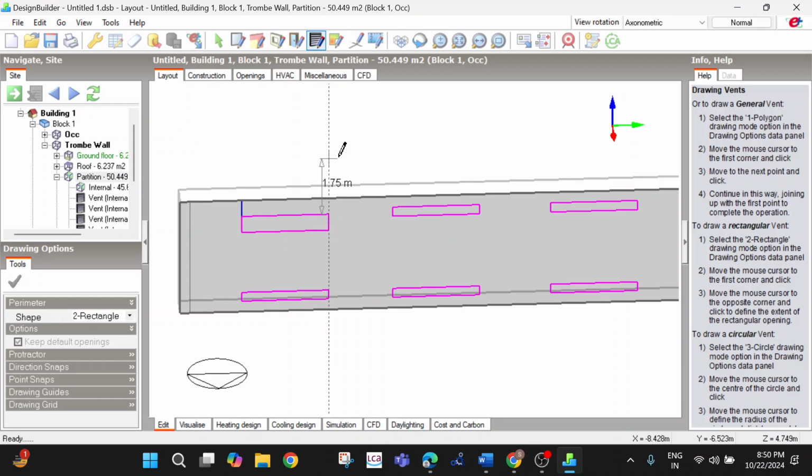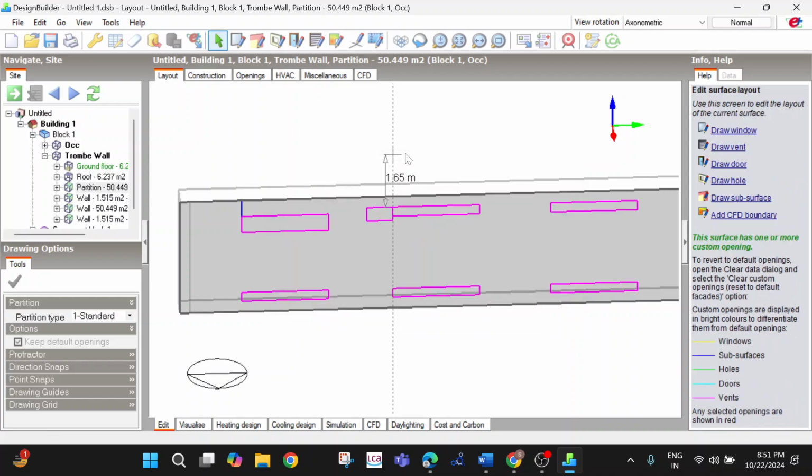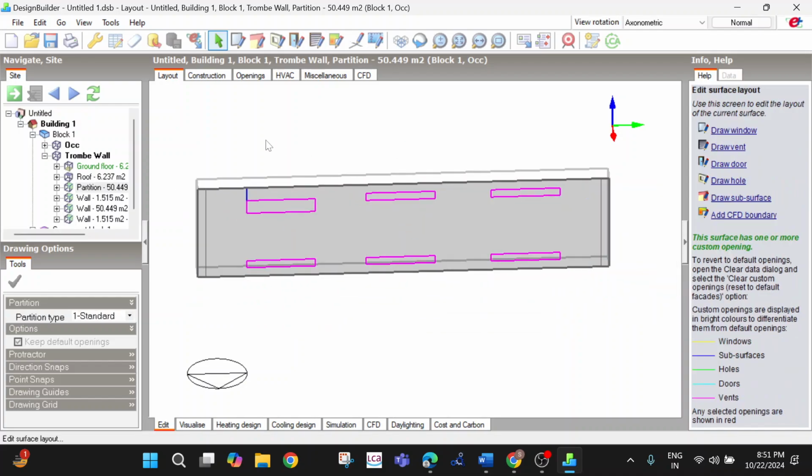This is also a rectangle, so if you choose point, it will not get drawn. Or if you want, you can go for polygon or circle. It can be a circular vent in the kitchen sometimes, that's why different types are there. If you want some more, or if you want to increase the length of this vent, this kind of feature you can also incorporate. Is it clear how to draw a vent?